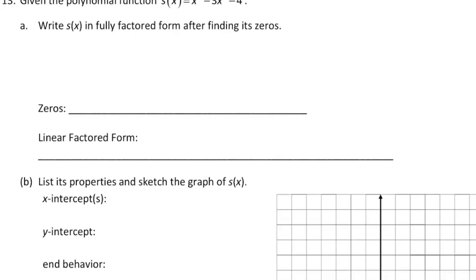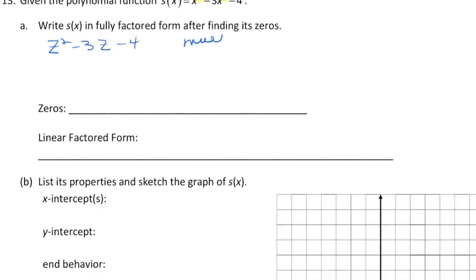Okay, so fully factored form is going to be the linear factored form, and I'm keying on this being a famous quartic. I'm going to factor that. I'm going to first tell myself that I'm making a z variable substitution, and I'm going to say that every z is x squared. I'm going to rewrite this as z squared minus 3 times z minus 4.